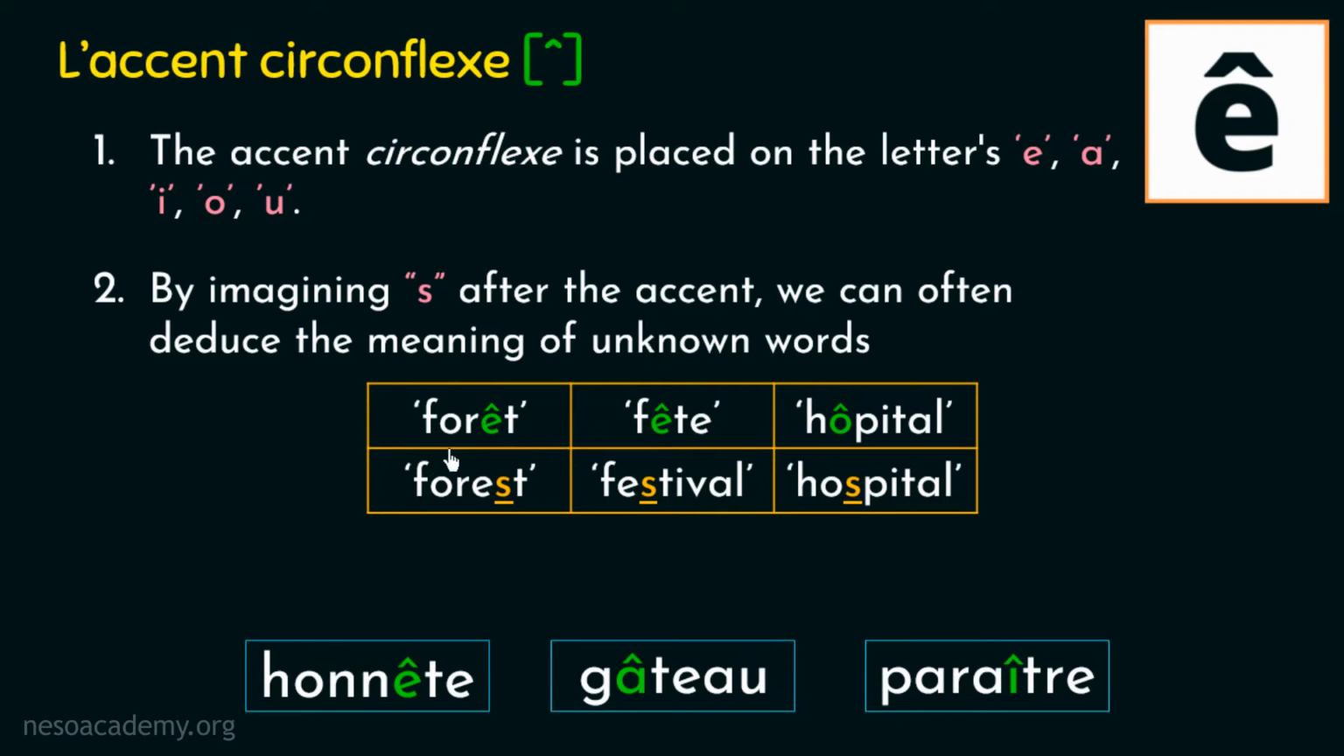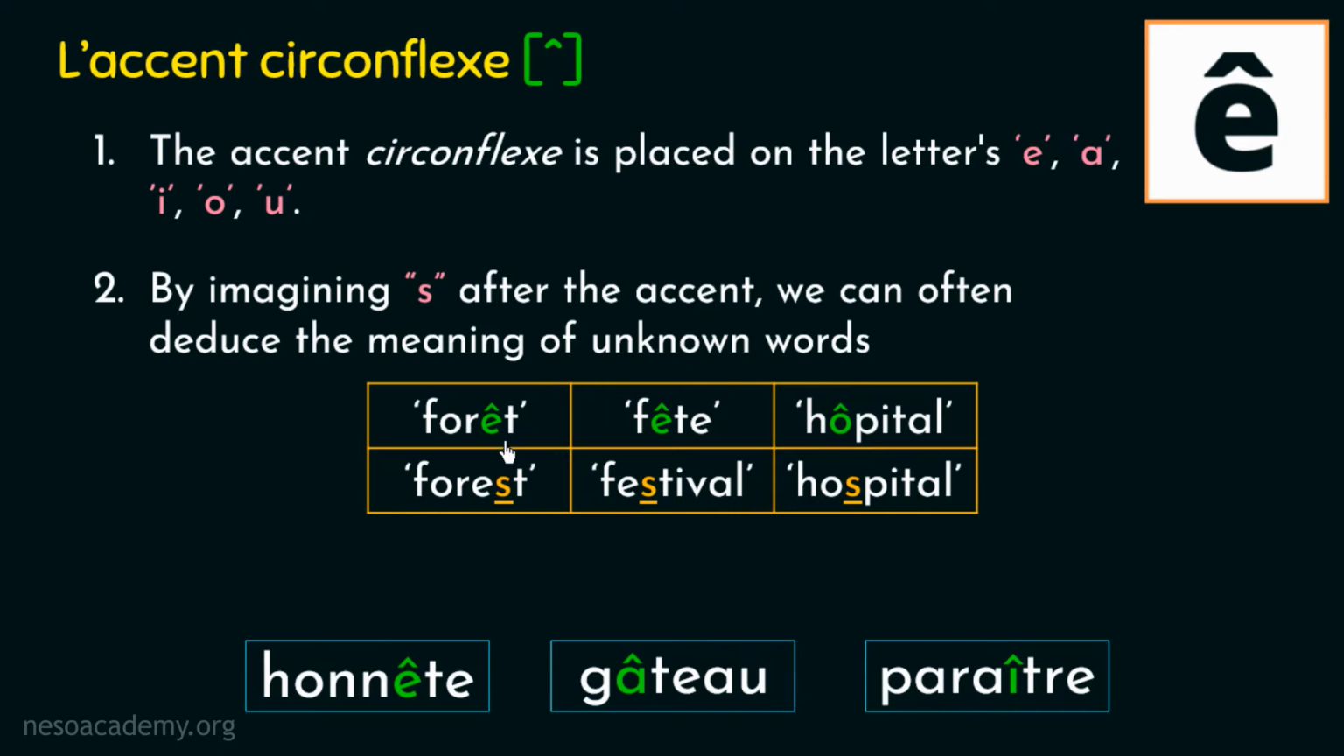So here we have our examples, and if you observe all these examples, you will find that I have taken French words having this accent circonflexe. Observe these 3 examples. Now we will try to implement point number 2 in all these examples one by one. Starting from the very first example, in French it is called forêt, forêt. So according to point number 2, we will simply imagine the letter S after the accent circonflexe, right?